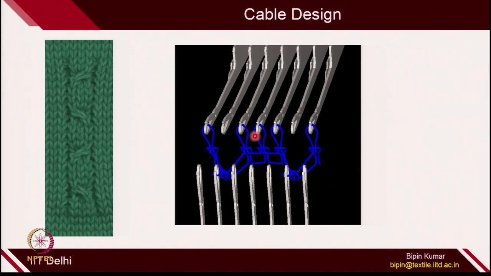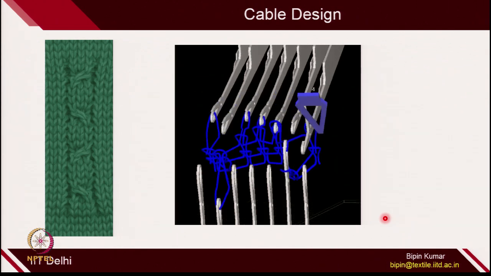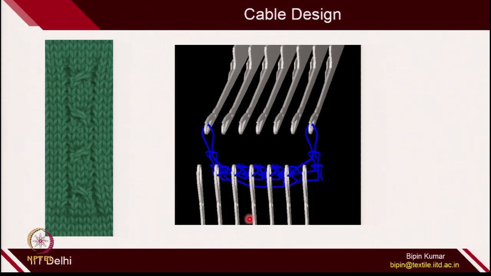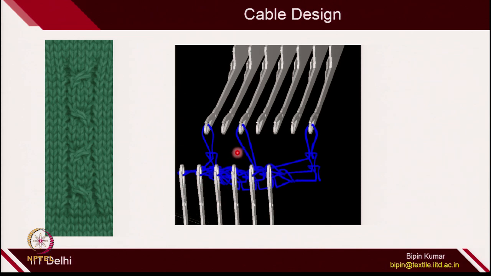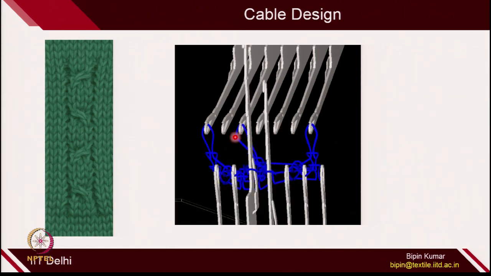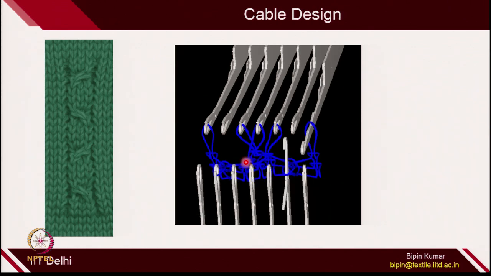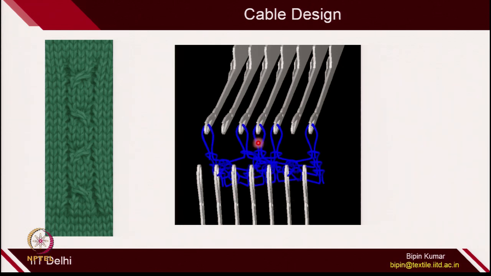So, these 2 are going to the right side and the right side loop is going to the first one. So, let us see what exactly is happening. First, a loop is created, then these 3 loops are transferred to the front bed, then it is shifted, then the rightmost goes to the left and the left 2 go to the right. So, here you can see it has been exchanged.